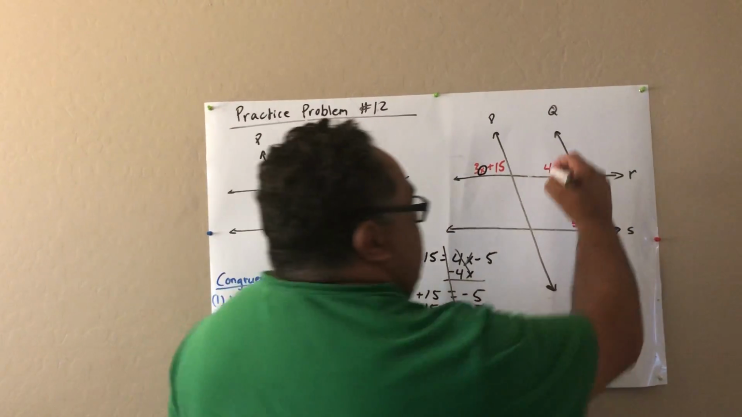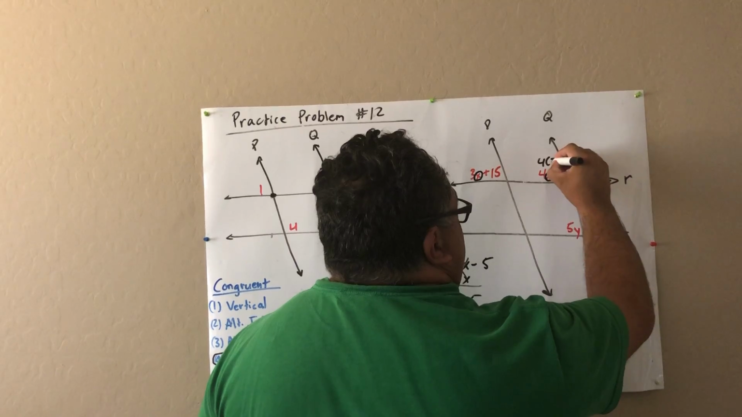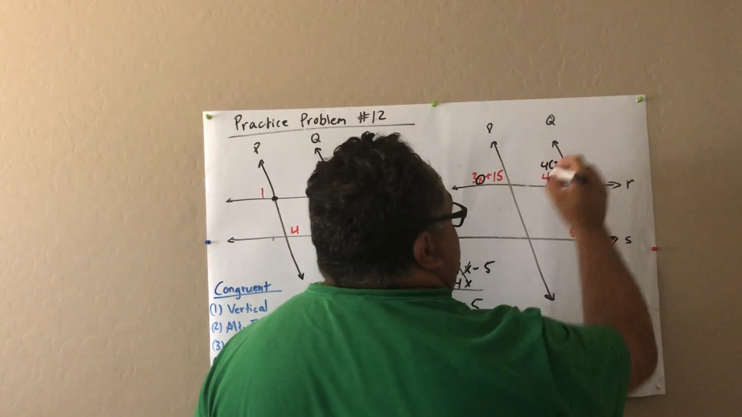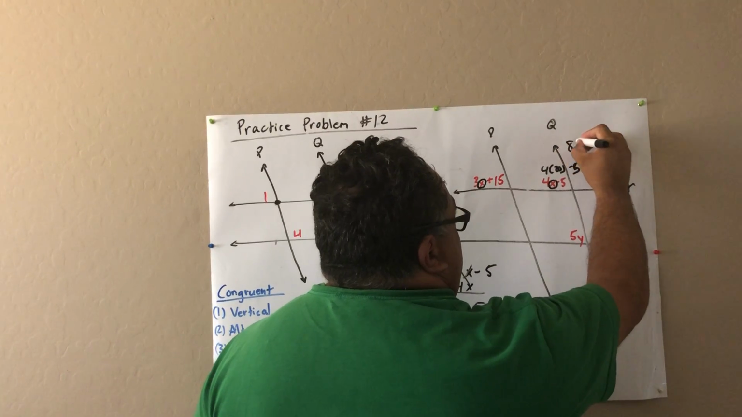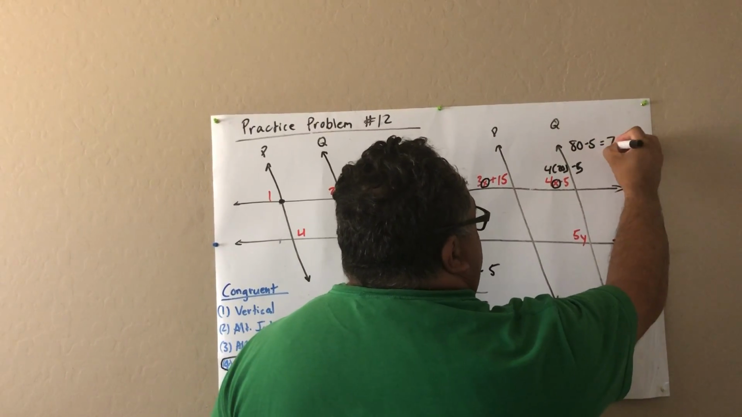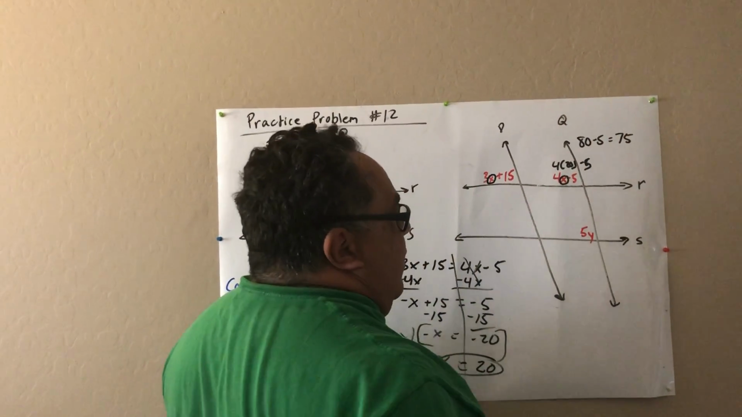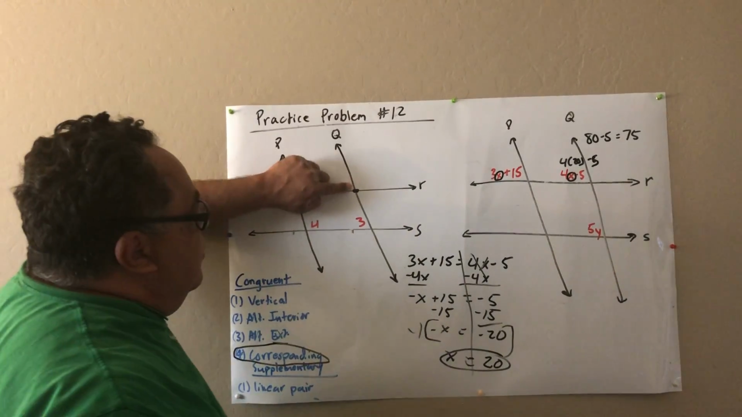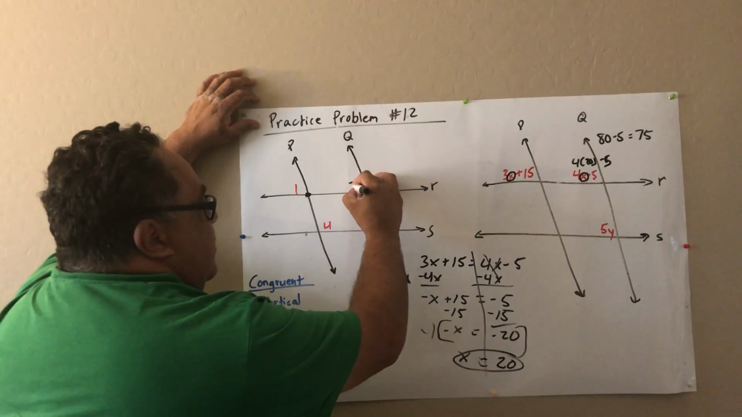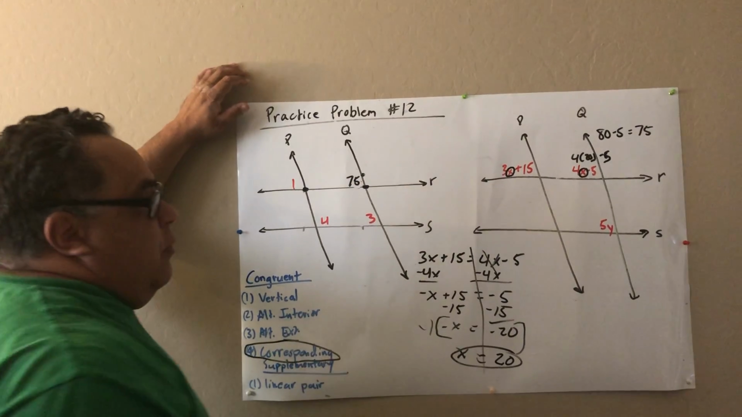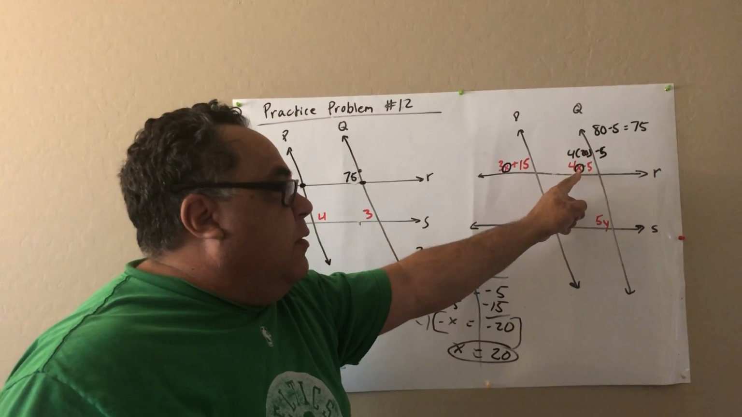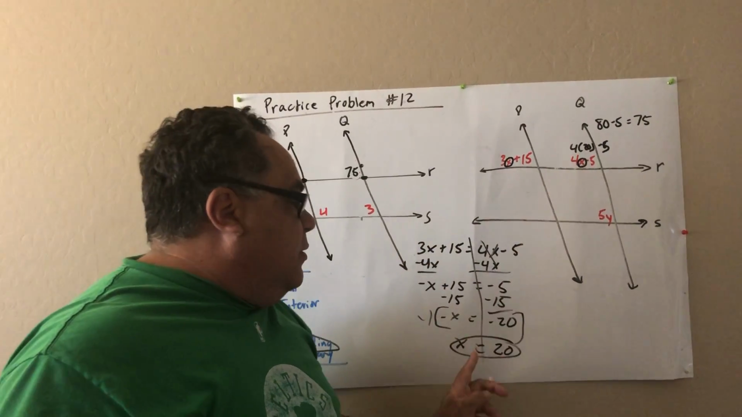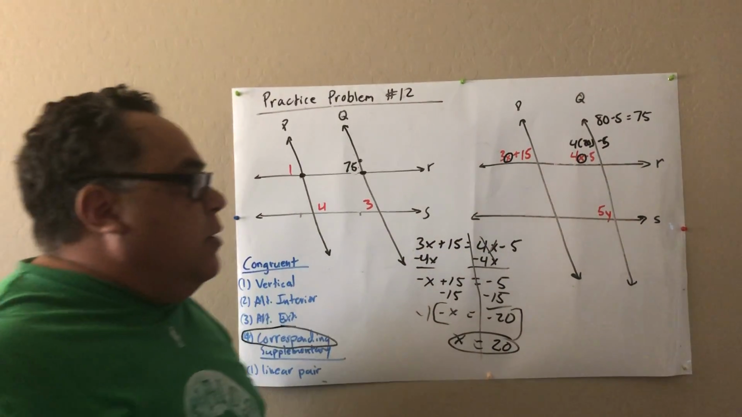If I substitute 20 in here, I'm going to have 4 times 20 minus 5. 4 times 20 is 80. 80 minus 5 is 75. So now it's just telling me this angle 2 right here is 75 degrees, okay? We went in there, we found x, we substituted x into this equation, 4x minus 5. We found x is 20, substituted in that equation.